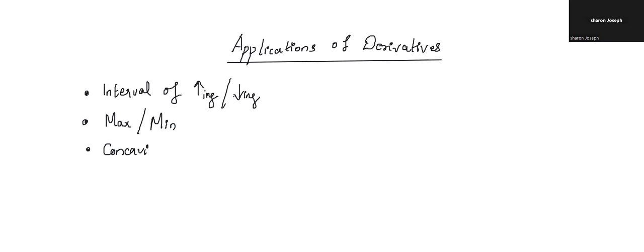I mentioned the bends and turns, right? The bends or the shape of the graph. The derivatives will help us find the concavity of that particular function. Now we'll see how to find all these things in detail. Moving on to the next slide. First thing, how to find the increasing or decreasing behavior of a function.